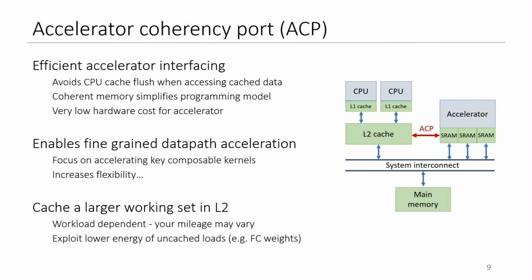It also gives the accelerators access to the large L2 cache, which they can use basically for more storage. And mileage varies on that a little bit, so it works very well for networks that have lots of reuse, like convolutional layers. For other types of layer, like fully connected layers, there's no reuse in the weights typically, so we might choose to do uncached loads.